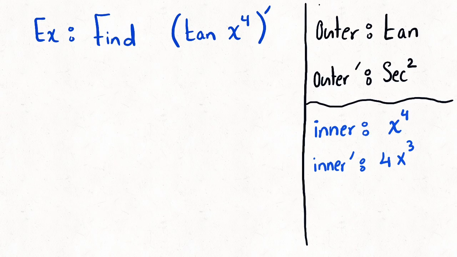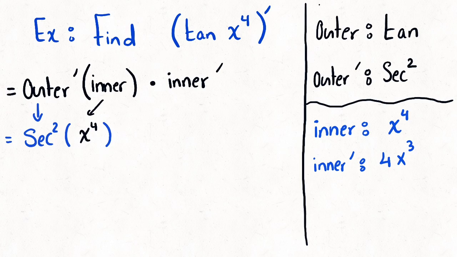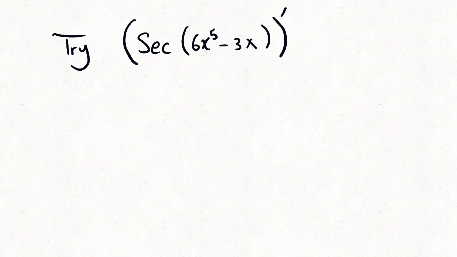Now, you go back and you write the chain rule: outer prime, bracket inner, times inner prime, as you can see in front of you. Now, just put the puzzle together, put the pieces together, and you will have the full answer. Now, I want you to try this question as well.